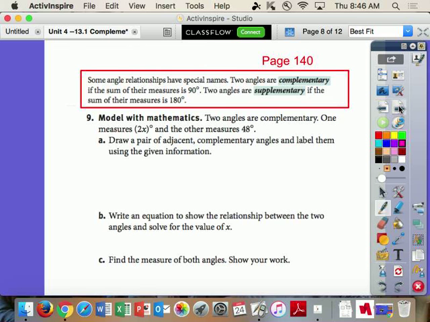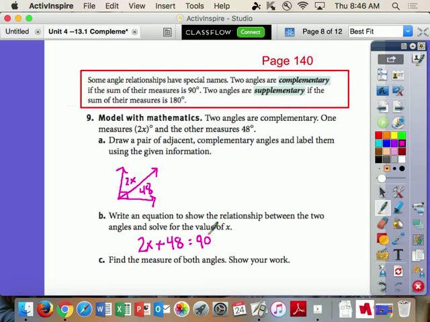For 9, it says two angles are complementary, one measures that, the other measures that. Draw a pair of adjacent and complementary angles and label them with the given information. So, complementary is how many degrees? 90, so that means our box, right? If we have that, we're going to have 2x here, 48 here. Okay? Then it says write an equation to solve it. So 2x plus 48 has to equal 90, right?